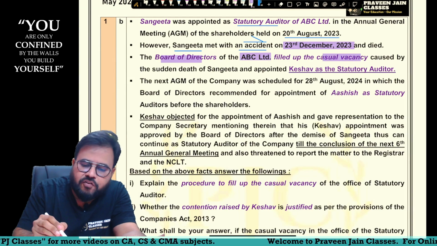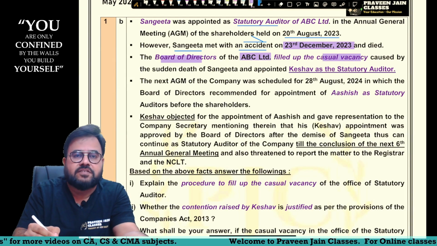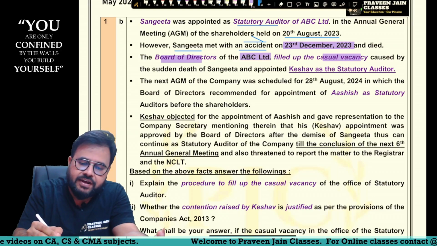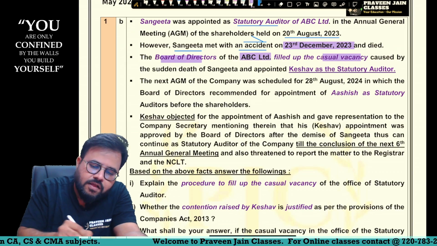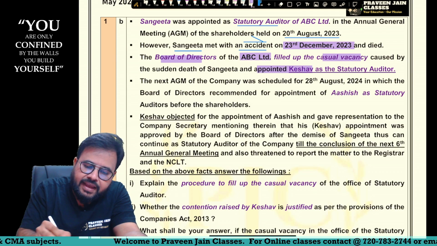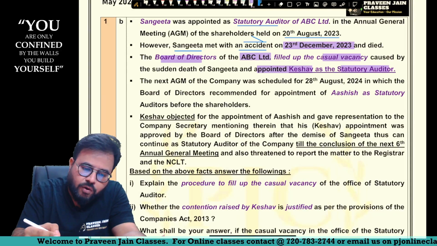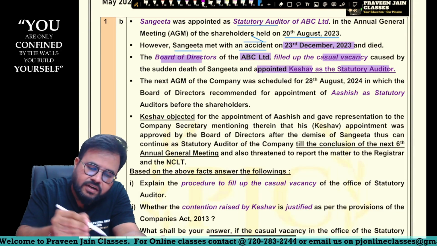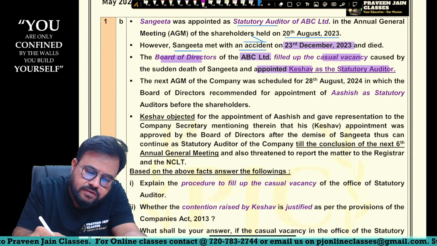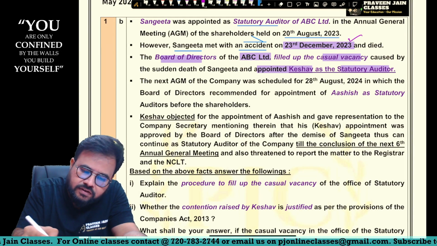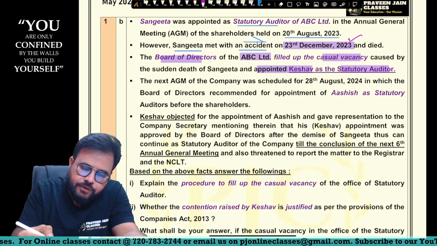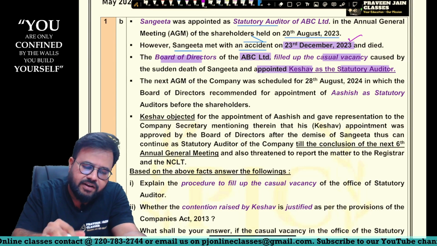They filled up the casual vacancy. Yes, that is allowed as per section 139 subsection 8. The board of directors can fill the casual vacancy and appointed Keshav as the statutory auditor, sir. So we have to understand whether they did this within 30 days. The answer is, he died on 23rd December and the board of directors has filled it. So assuming that they have done it in 30 days, sir.